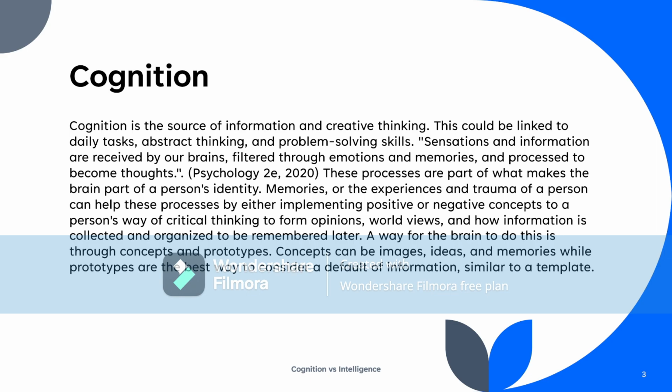Memories, or the experiences and trauma of a person, can help with these processes by either implementing positive or negative concepts to a person's way of critical thinking to form opinions, worldviews, and how information is collected and organized to be remembered later. A way for the brain to do this is through concepts and prototypes. Concepts can be any kind of information, from images to ideas or memories, while prototypes are the best way to consider a default of information, similar to a template.